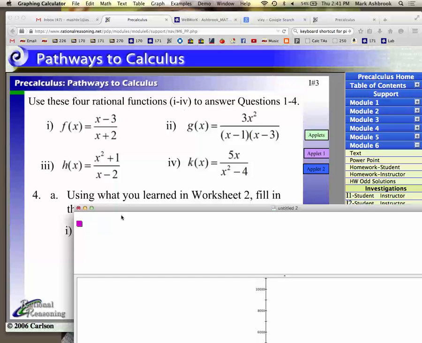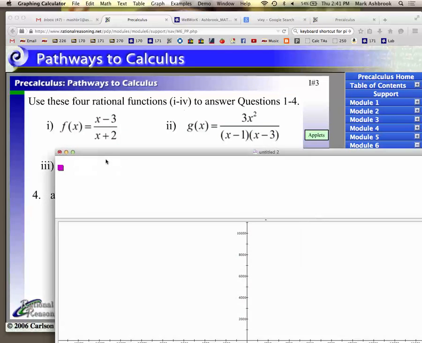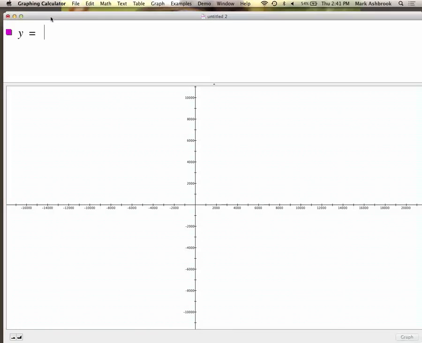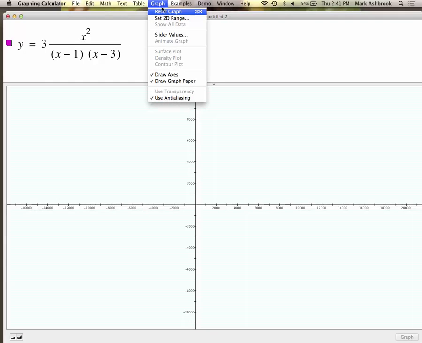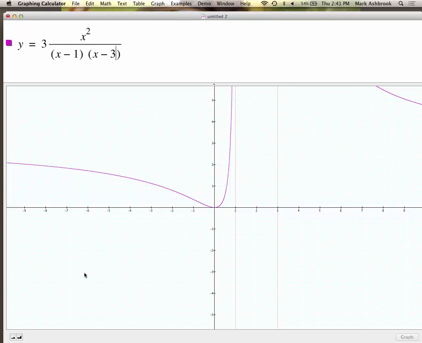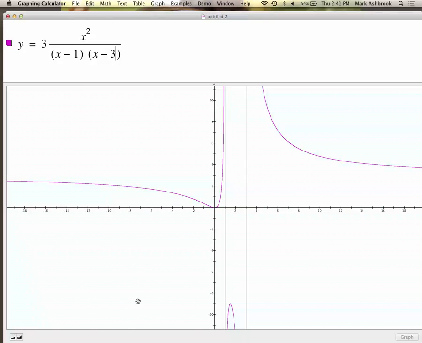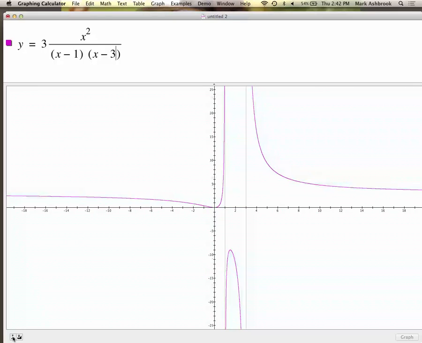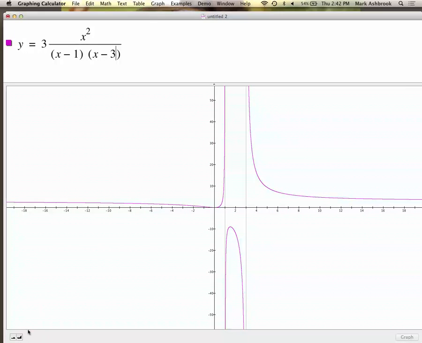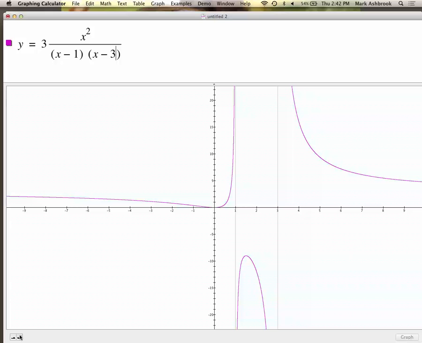How about let's do this one, g of x. 3x squared over x minus 1, x minus 3. Reset. Okay, so here's this crazy graph.